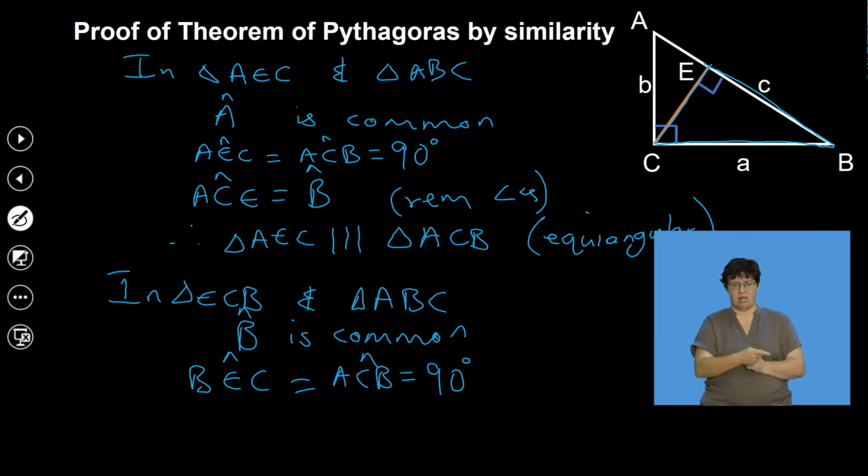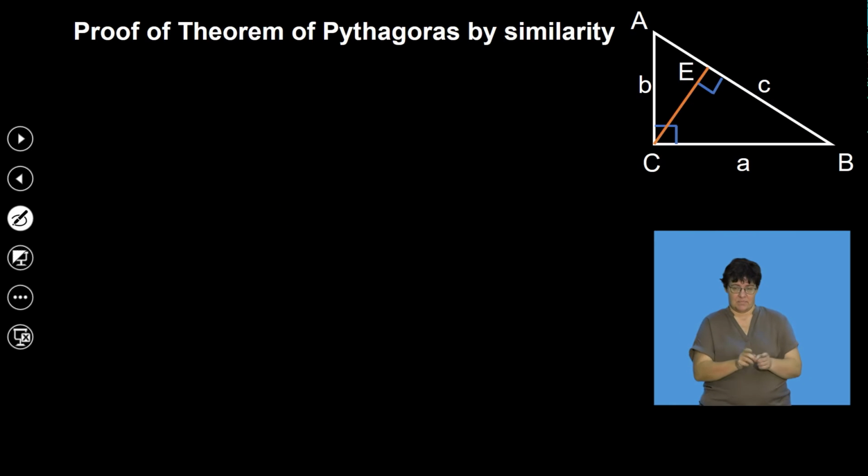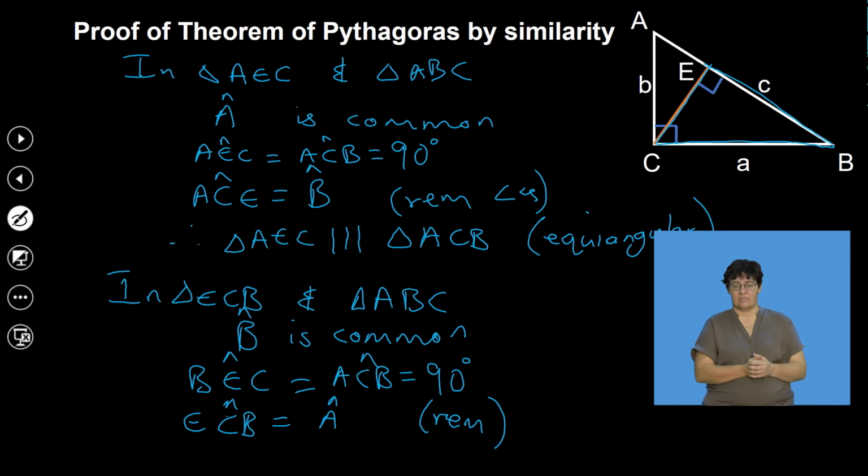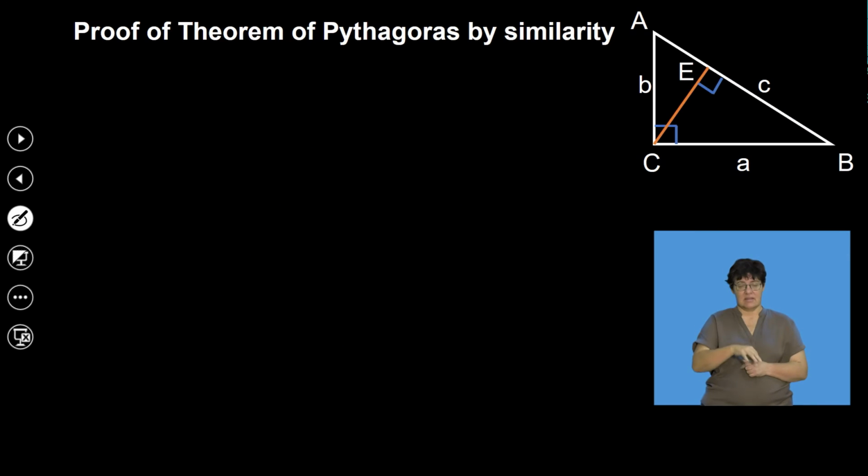Then you know the third angle will be equal, and the third angle, according to the two triangles, will then be angle ECB, which will then be equal to the angle A, and my reason will be remaining angles. And then you can claim that the two triangles are equiangular as well, right? So I'm going to write them down this side. The first pair that I proved to be equiangular was AEC and ACB.